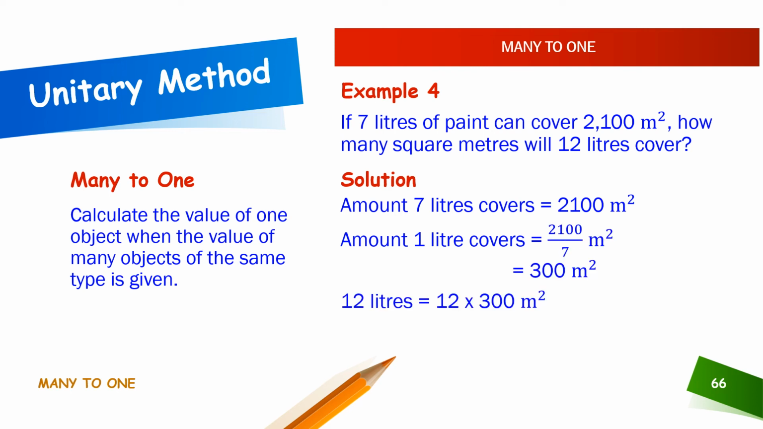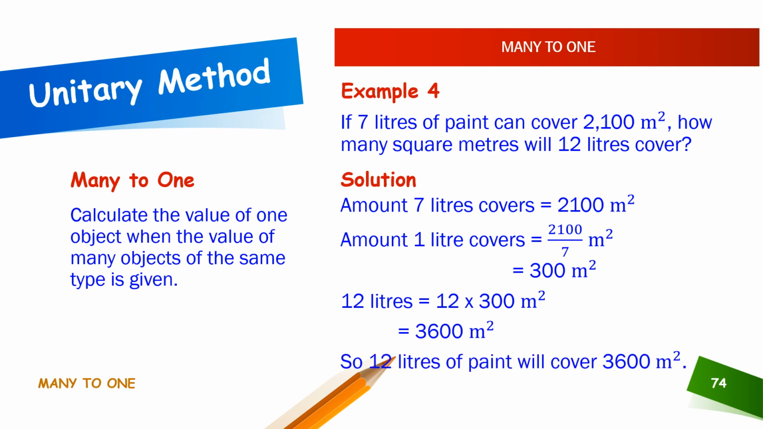In order to find how much 12 litres covers, we multiply both sides of the equation for 1 litre equals 300 meters squared by 12, to give 3,600 meters squared. Therefore, 12 litres of paint will cover 3,600 meters squared.